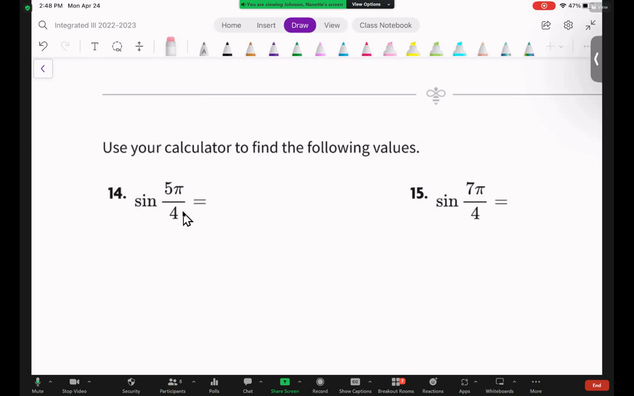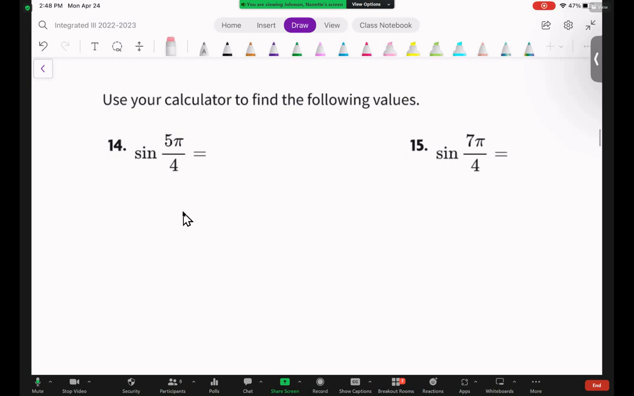Okay, so the very first thing that I do when I see sine of 5 pi over 4 is I graph the angle. So I'm going to come in here, right? And 5 pi over 4. Does anybody know where 5 pi over 4 is? Where's that guy located? Yeah, bottom left. He's here. So he's this angle here, right?